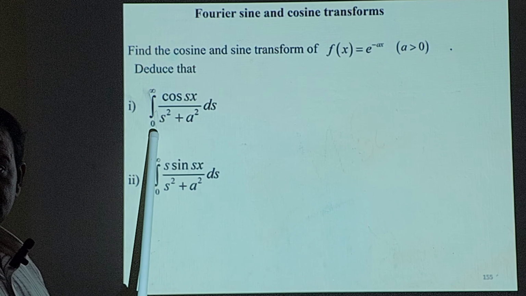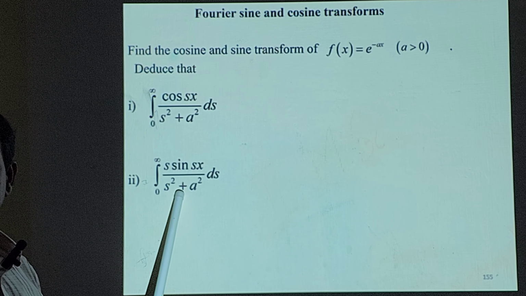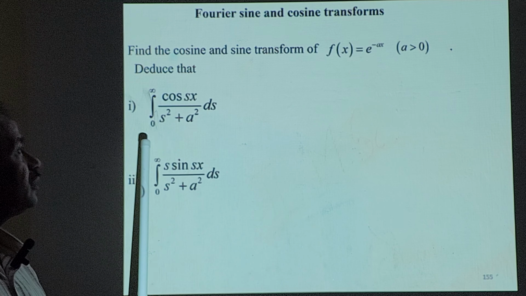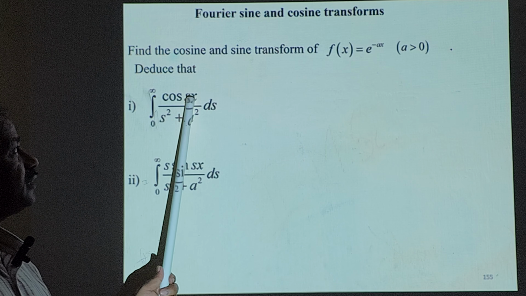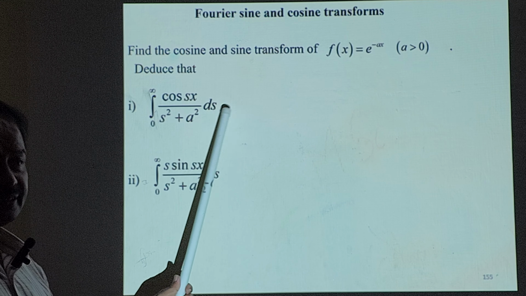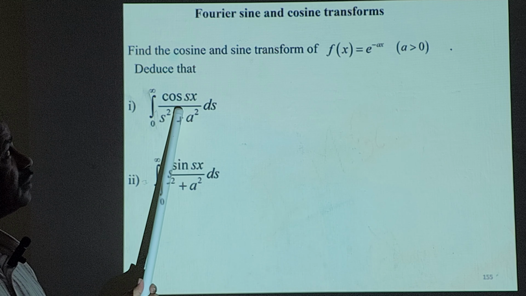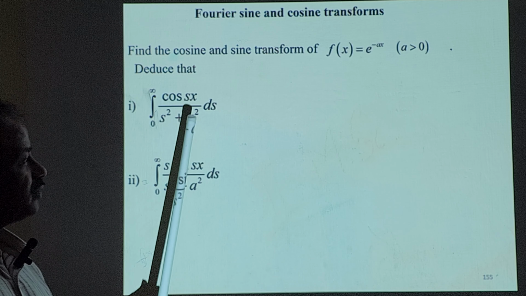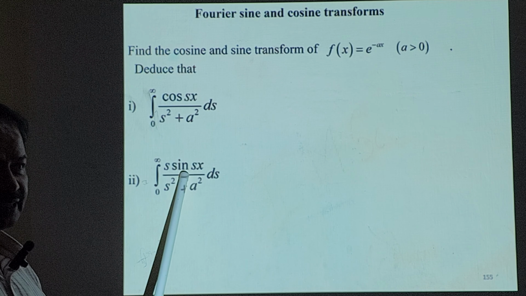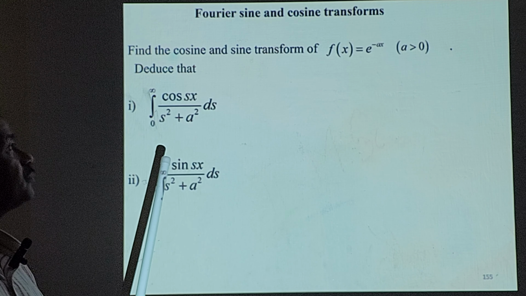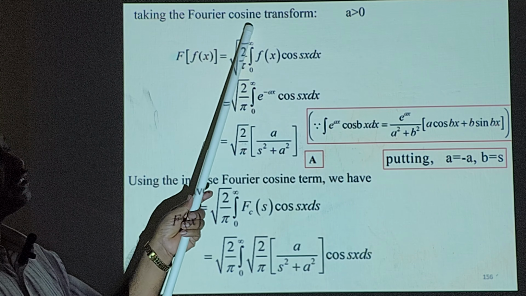Okay. So we'll have to deduce this one and this one. Integral 0 to infinity cos sx divided by s square plus a square ds is asked. Similarly this is also asked. So we'll have to use the cosine transform for this one, and we'll have to use the sine transform formula for this. So first we will go for the cosine transform.